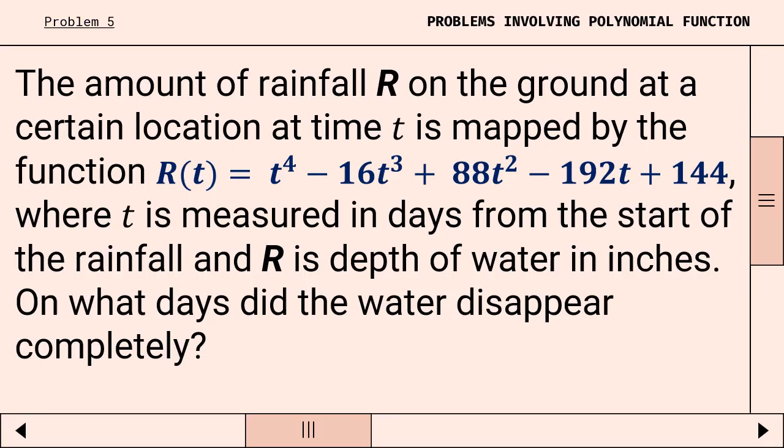Okay, now for our problem number 5, the amount of rainfall R on the ground at a certain location at time t is modeled by the function, where t is measured in days from the start of the rainfall and r is depth of water in inches. On what days did the water disappear completely?